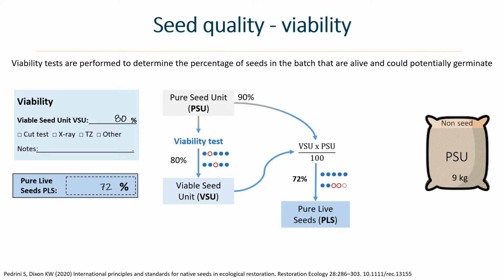That means that if we initially had a bag of 10 kilos of seeds, we know that 7.2 kilos are to be considered viable seed, or PLS.